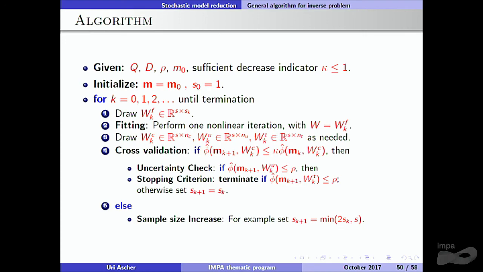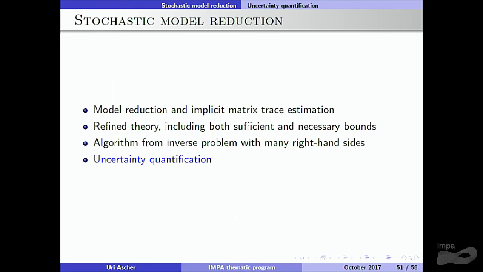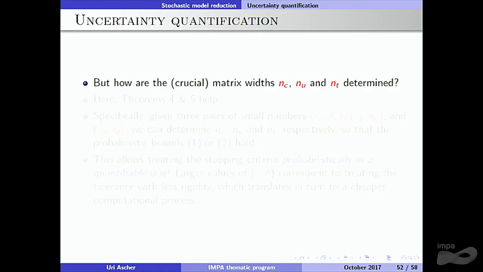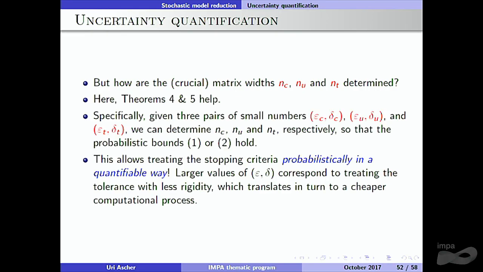Okay, so there are various bells and whistles here. How are these n sub c, n sub u, and n sub t determined? And this is where theory hopefully comes to help. It's a bit of a mess, but it is possible to figure out some sort of value. So given epsilon and delta, you can come up with the values based on those theorems that I showed you. I'm going to skip that. It's in the paper, and that allows treating the stopping criteria probabilistically in a quantifiable way. Our paper appeared in the Journal of Uncertainty Quantification.